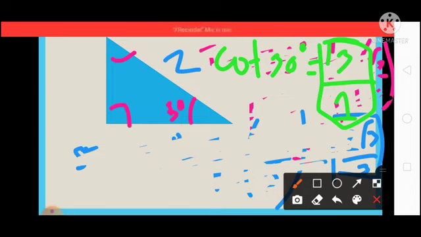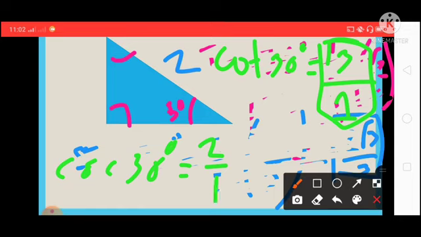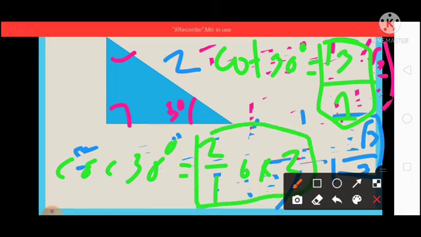Lastly, we have to find the value of cosecant 30, also known as SHO, the hypotenuse over the opposite. The hypotenuse is 2, then the opposite is 1, or 2 over 1. So the value of cosecant 30 is 2.